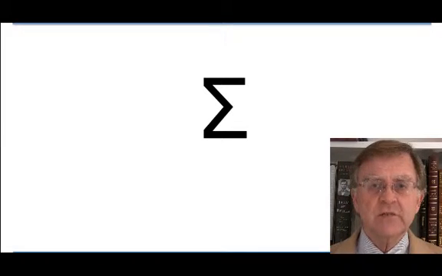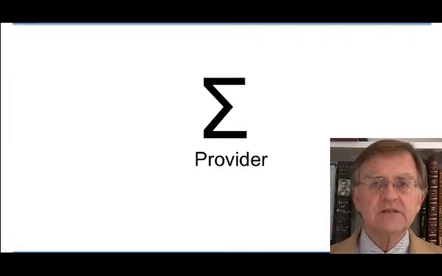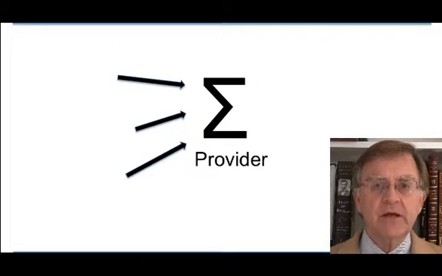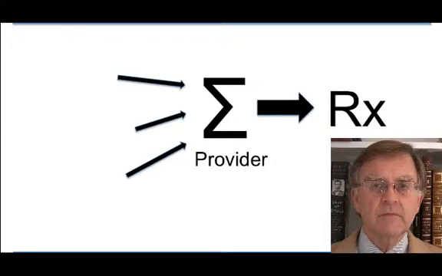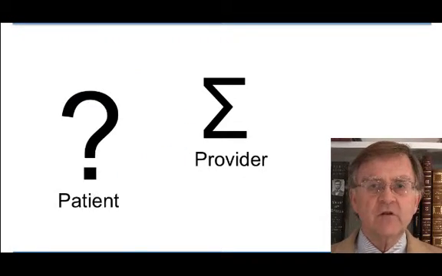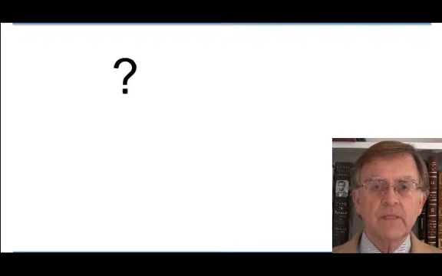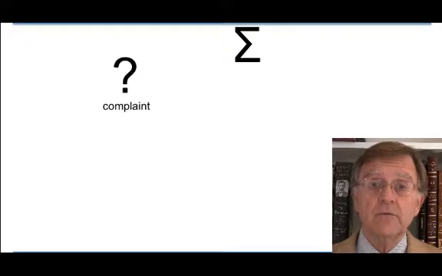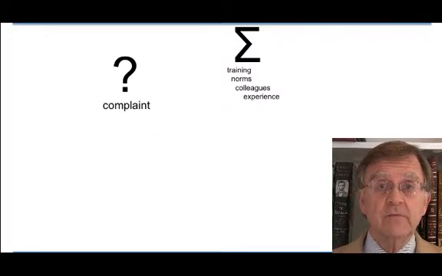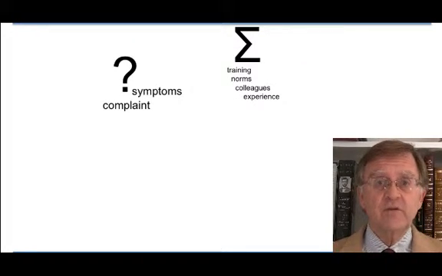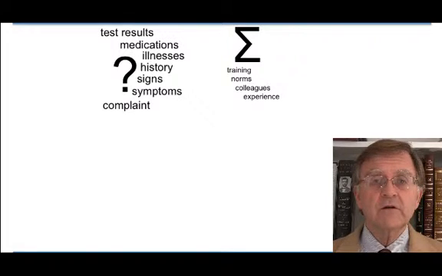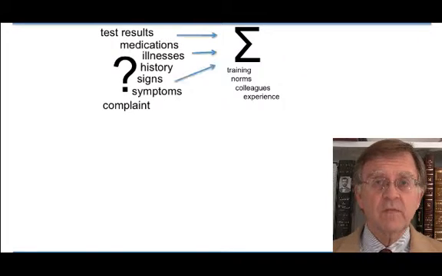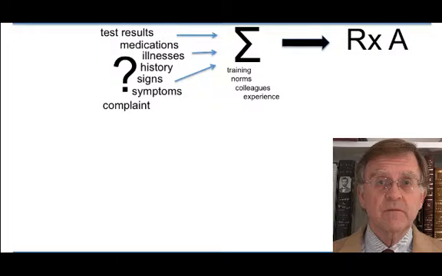I'll use a capital sigma to designate a provider. It's a summation sign because doctors add up data and come to decisions. A question mark identifies a patient. In a medical encounter, a patient comes to something that he wants fixed. A doctor brings experience and training. The doctor elicits information. The doctor uses all the available information to come to a treatment decision.